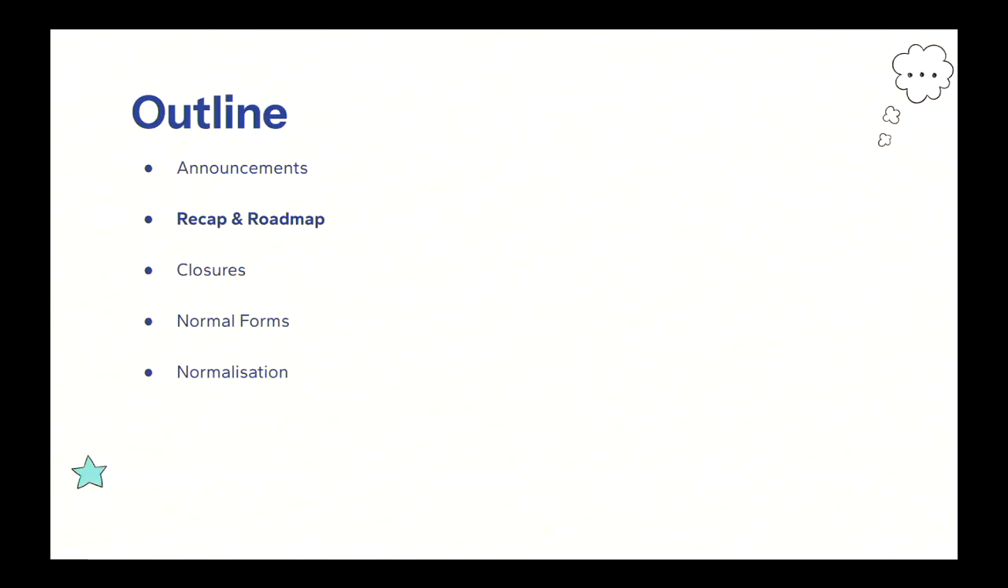Let's have a quick recap and have a look at the roadmap. In our last lecture, we have learned the actual usage of functional dependencies, and we have learned several important concepts. The first one is closure. Can you still remember the definition of closure? Given a set of functional dependencies, the closure of this set is the set of functional dependencies that could be derived based on this set. That is the definition of closure.